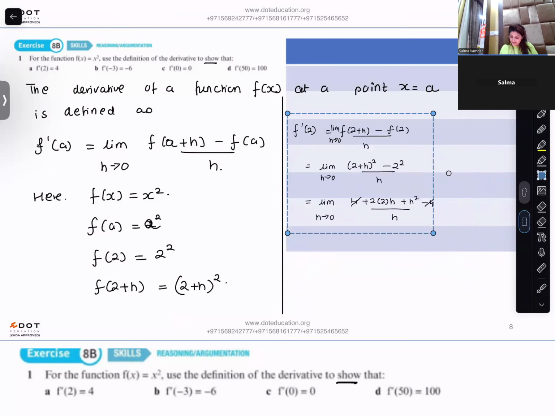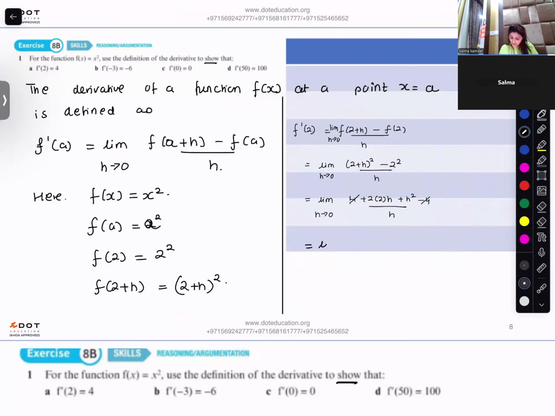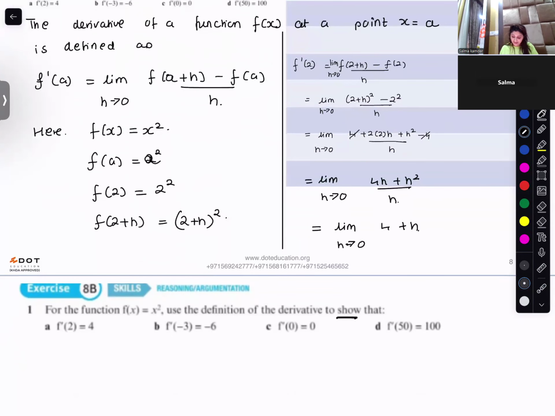So what I am left with is limit h tends to 0, 4h plus h square divided by h. So it is going to be limit h tends to 0, 4 plus h. Since h is tending to 0, f dash 2 is equal to 4, because as h is tending to 0, I will put h is equal to 0.